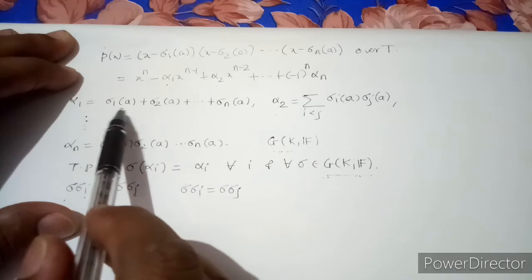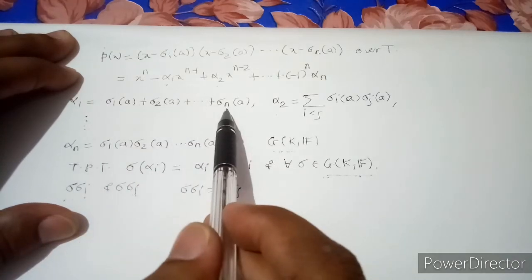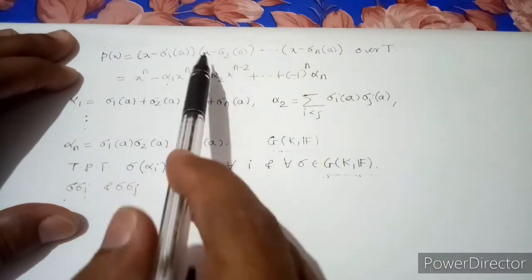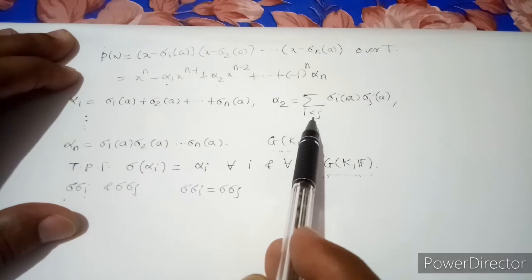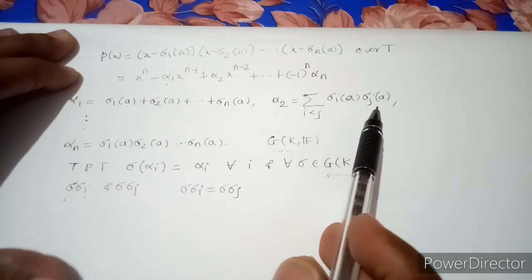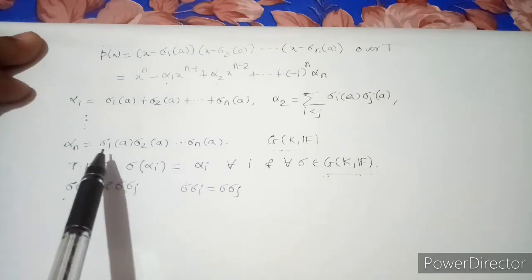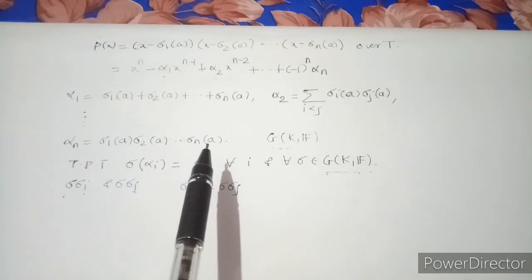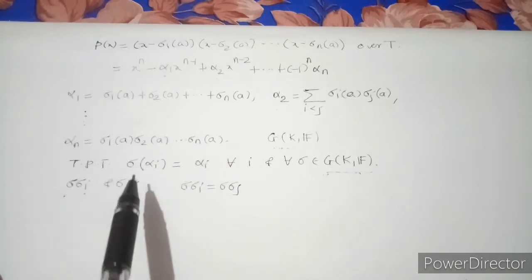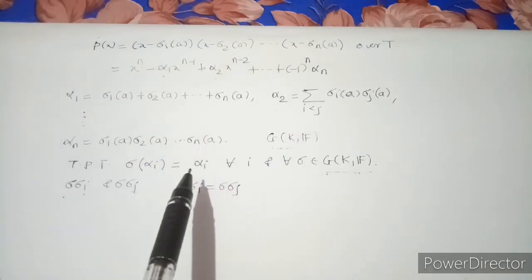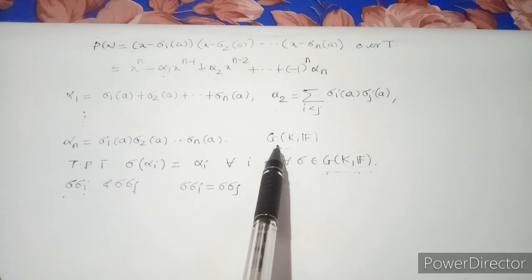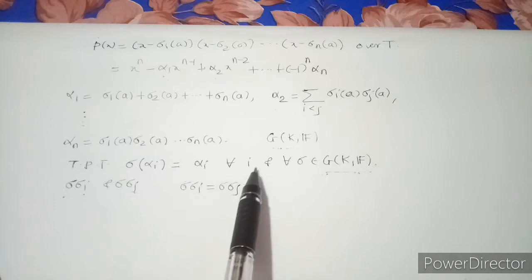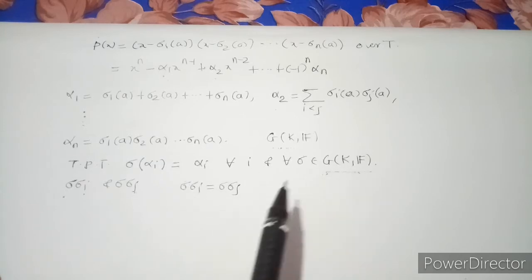So alpha 1 is equal to sigma 1 of a plus sigma 2 of a plus, and so on, sigma n of a. Again, alpha 2 is the product of the roots taken 2 at a time, so the summation over i less than j of sigma i of a into sigma j of a, and so on. Alpha n is equal to sigma 1 of a into sigma 2 of a, and so on, sigma n of a. Now we are going to show that all of alpha 1, alpha 2, alpha n are invariant under each element of G(K, F). That is to prove that sigma of alpha i is equal to alpha i for all i and for all sigma belonging to G(K, F).